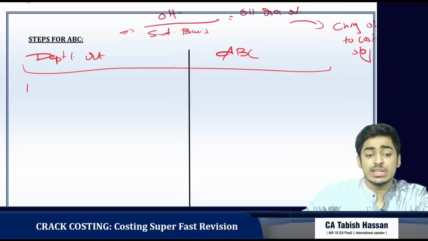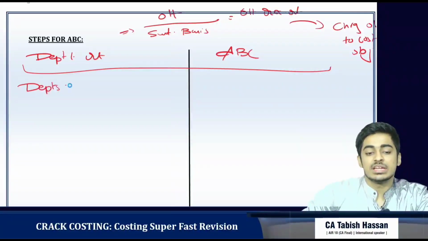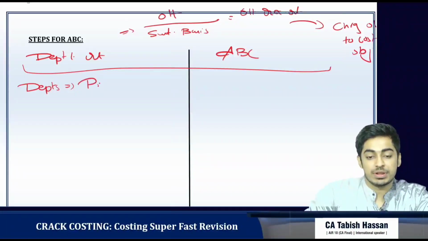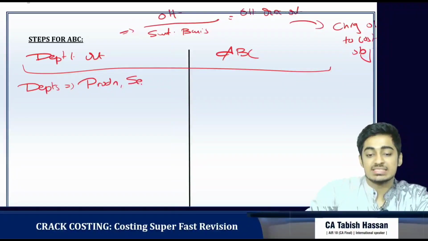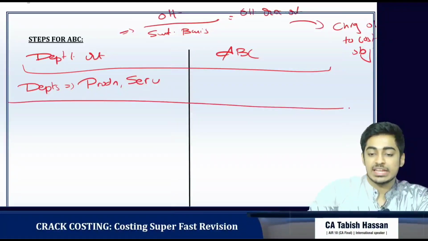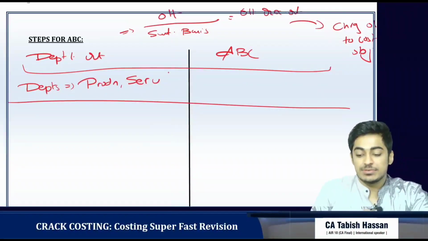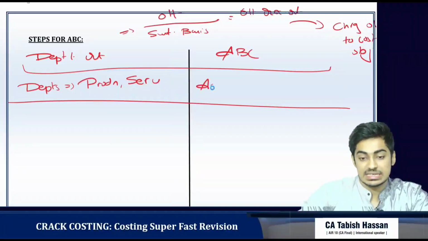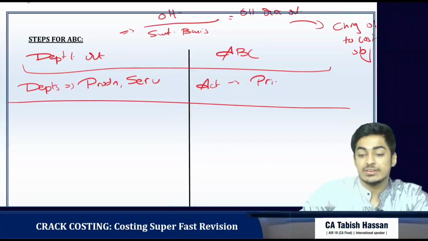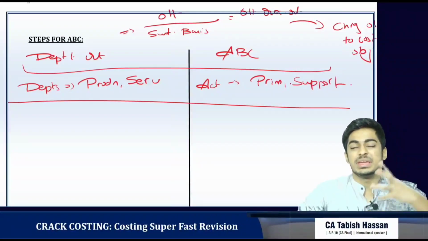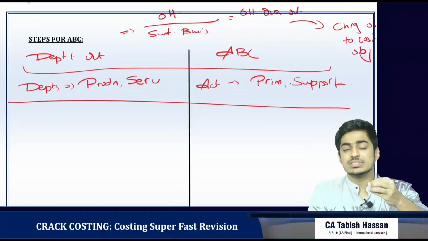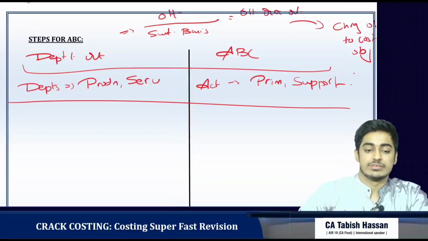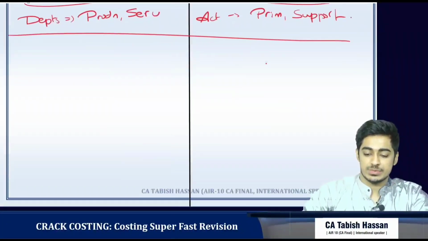So we've already learned the 5 steps in departmental rate method. So what are all the departments in the departmental rate method? We bifurcate the departments between production department and service department. In activity based costing, we bifurcate the activities as primary activities and support activities. So primary are the main activities, support activities are the ones which support the primary activities. That's what we do in activity based costing.